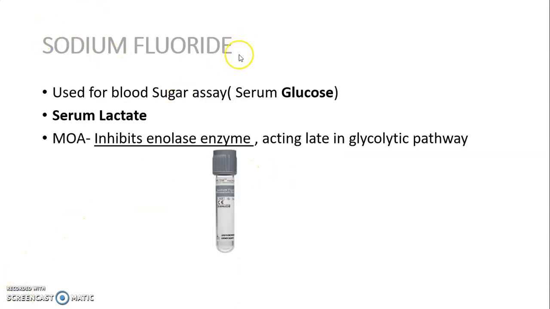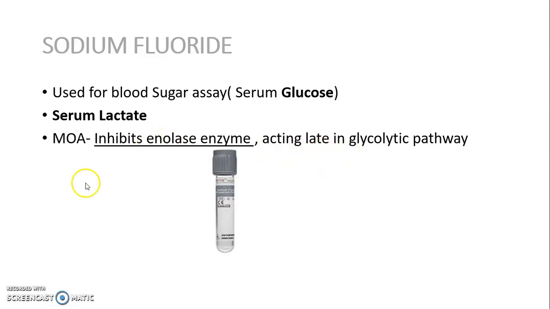Now, the sodium fluoride anticoagulant is present in the grey topped Vacutainer and is used for blood sugar assay. We can estimate serum glucose and serum lactate using the grey topped Vacutainer containing sodium fluoride. Its mechanism of action is that sodium fluoride inhibits the enolase enzyme, which acts late in the glycolytic pathway.